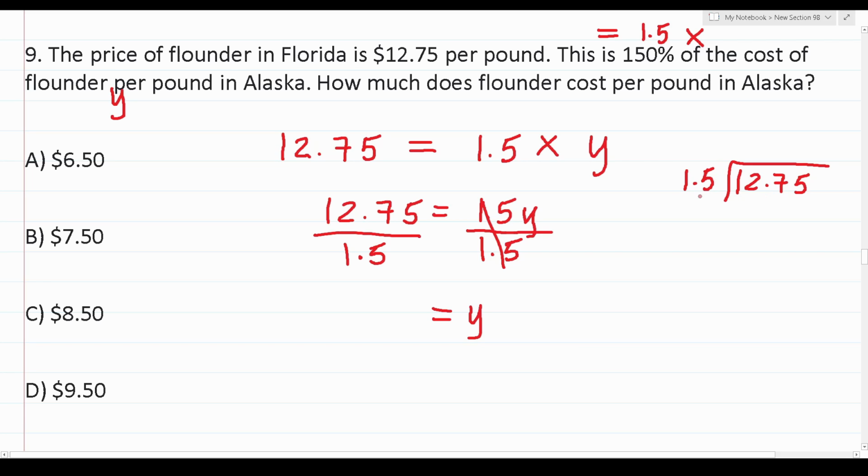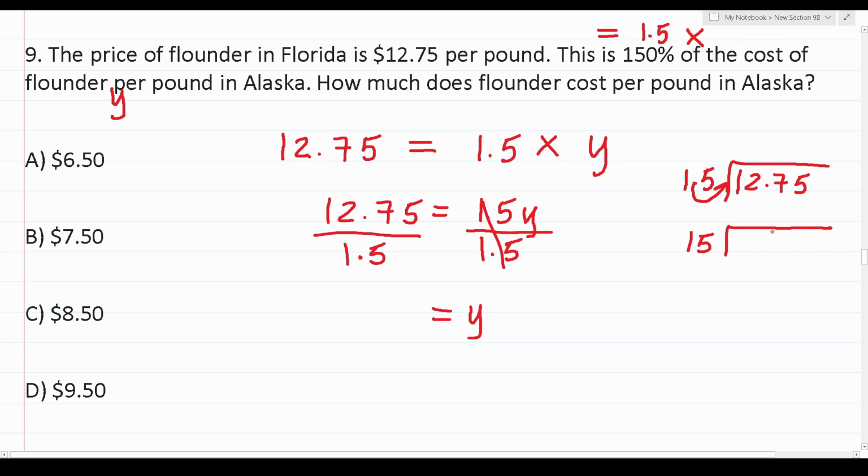If, however, the decimal's outside the division bracket, you have to shift that decimal to the right however many times you need to, such that that number outside the division bracket becomes a whole number. So in this case, we're going to have to shift the decimal in 1.5 one time to the right to make 1.5 into 15.